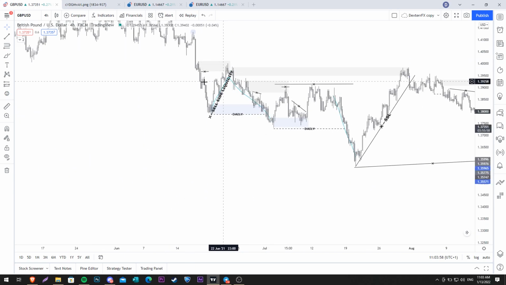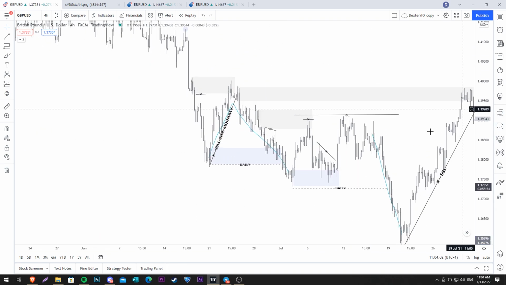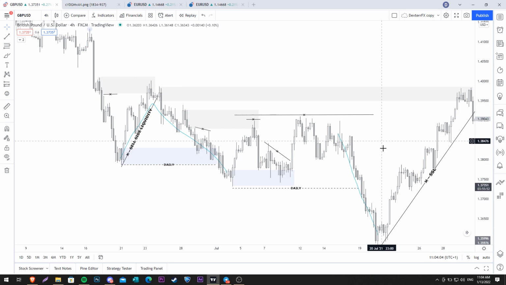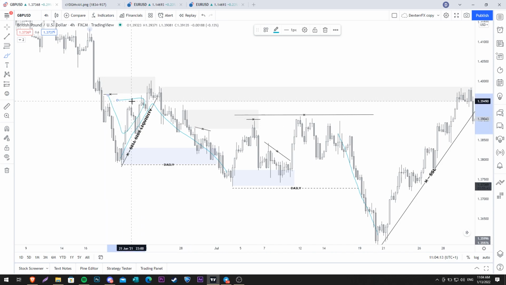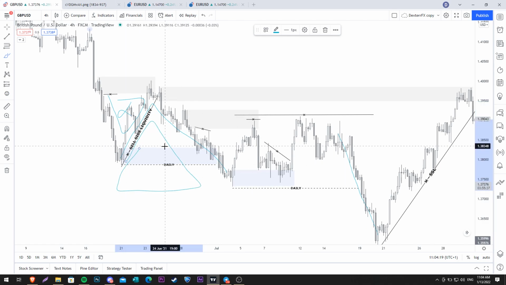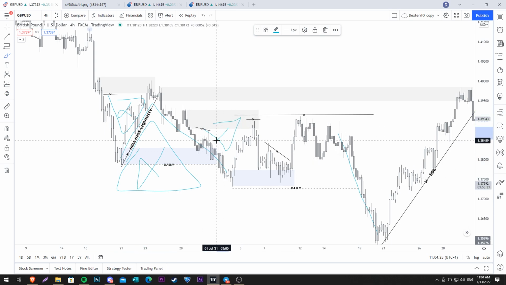A liquidity pool is the other block, and price doesn't like the empty space between two liquidity pools, supply and demand. So what I mean by that: if price here creates empty space, it fills the empty space. Price here creates empty space, fills the empty space, and breaks the structure because we are in a bearish trend. Here price creates an empty space, fills the empty space, creates empty space, fills the empty space.